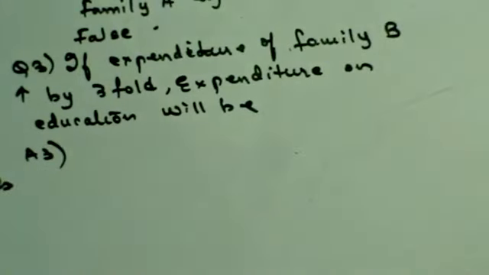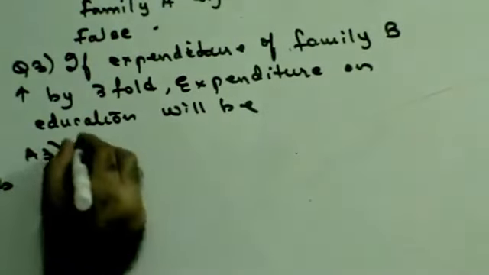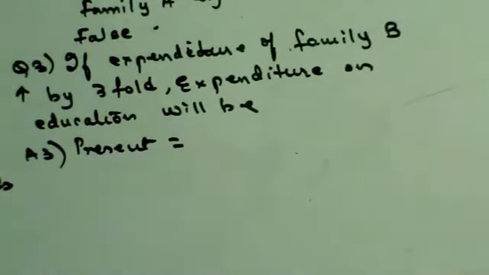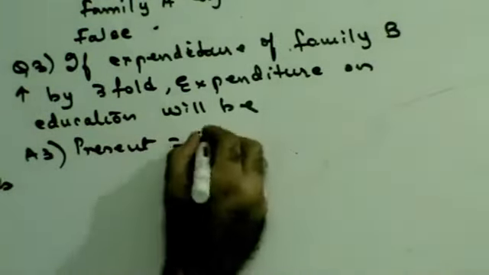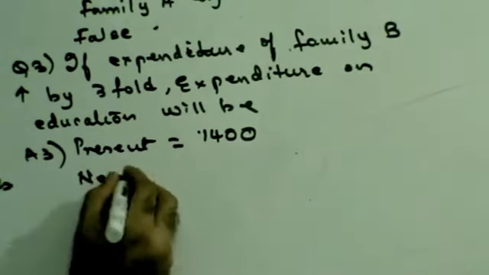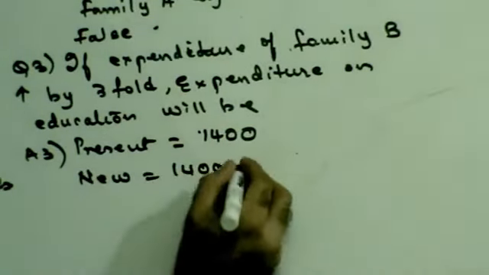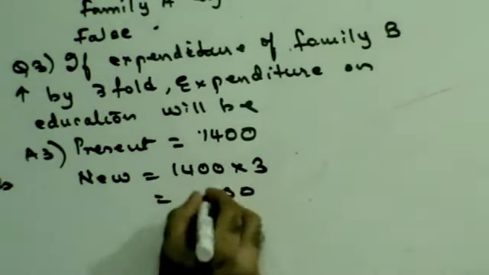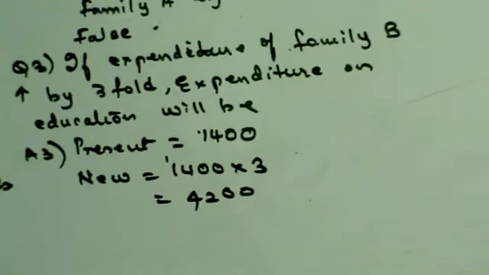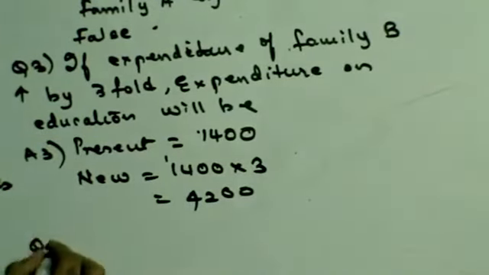simple, straightforward, right? Present expenditure on education for family B is 1400. Obviously, if the expenditure increases by threefold, the expenditure on education will also increase by threefold. So new will be 1400 into 3. 4 3s are 12, 3, 4200. Then the expenditure on education will become 4200. Next, question number 4.